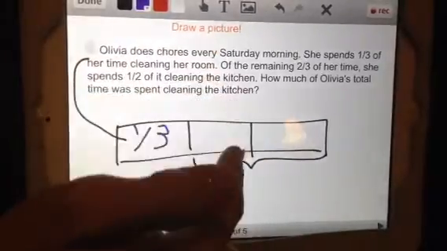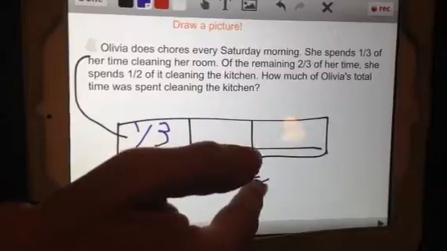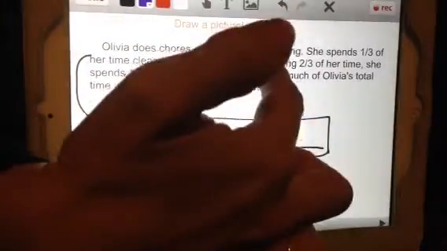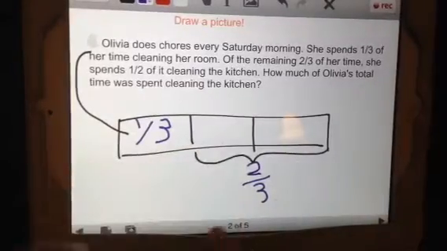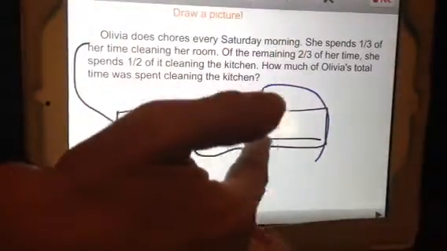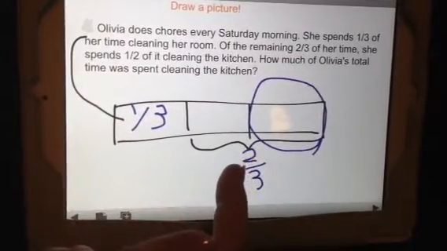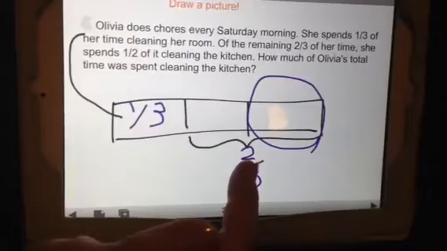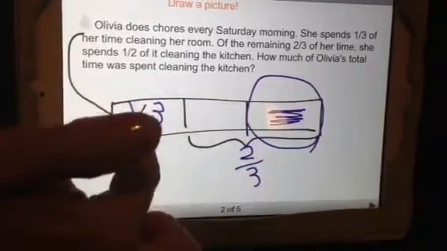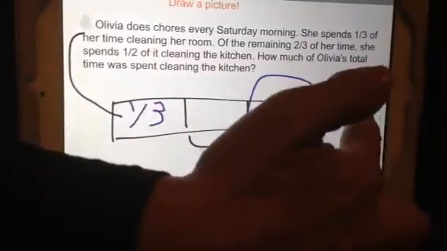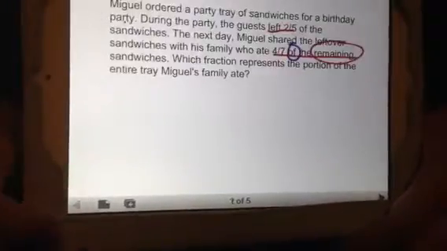Then it says of the remaining 2/3, 1/3, 2/3. This is 2/3 altogether, right? Of the remaining 2/3 of her time, she spends half of it cleaning the kitchen. Well, you see from this picture, that makes it super easy. Half of 2/3 is this one right here. So how much of Olivia's total time was spent cleaning the kitchen? Well, this right here. So we need to figure out how much this is. Well, if that's 1/3 and that's 1/3, then the answer is also 1/3. Makes it a lot easier when you make sense of it.